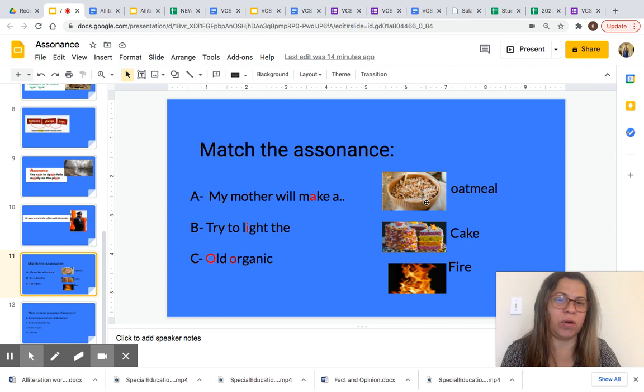So let's look. You have oatmeal. My mother will make an oatmeal. Is this the assonance? My mother will make a cake. Yes, this is the assonance, because when I look at the word make and the word cake, the vowel sound A makes the same sound. So I will just match it here. And you are going to do the same thing with all sentences. And you can draw a line, or you can point to the correct answer.